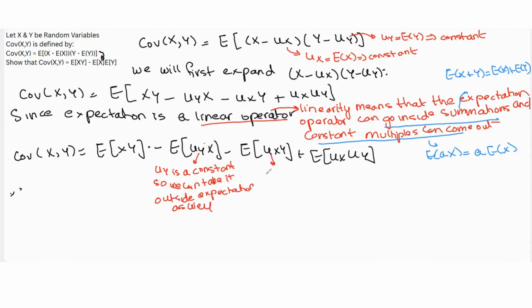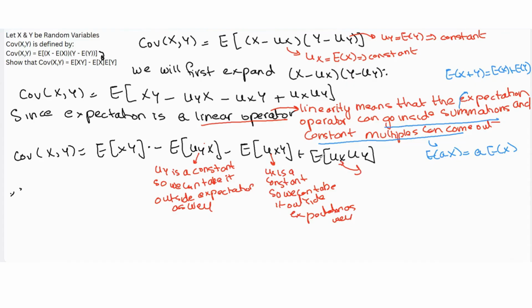Similarly, mu of x is a constant, so we can take it outside the expectation as well. Now we're here, we need to see what mu of x times mu of y is.